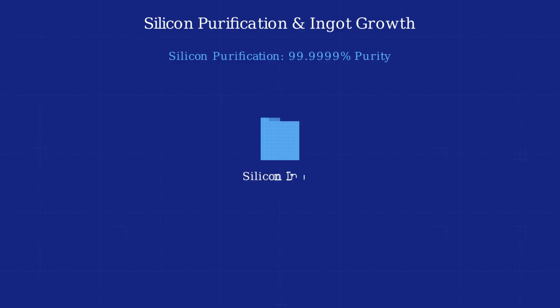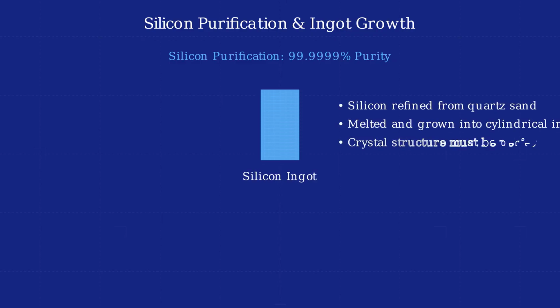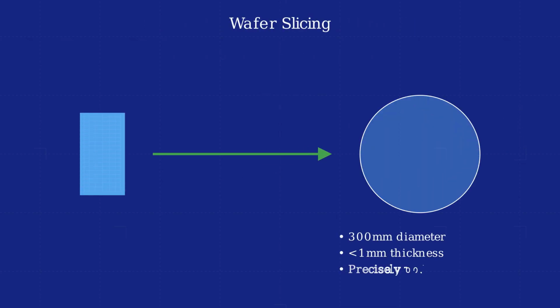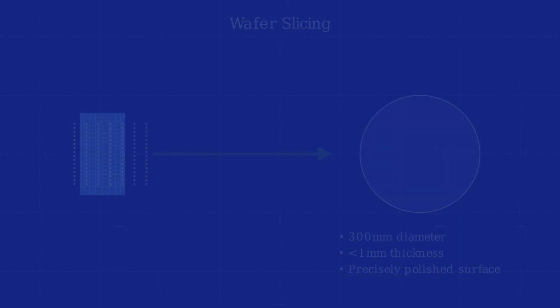CPU manufacturing begins with silicon purification to an incredible 99.9999% purity. This highly purified silicon is melted and grown into a single crystal cylindrical ingot. The silicon ingot is then sliced into thin wafers, approximately 300 millimeters in diameter and less than 1 millimeter thick. A diamond saw cuts the ingot with extreme precision.